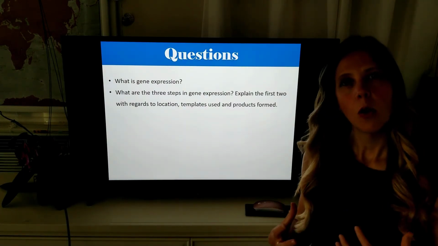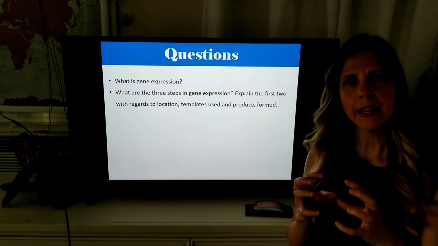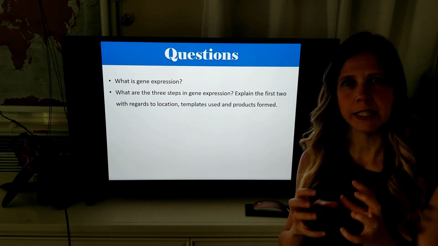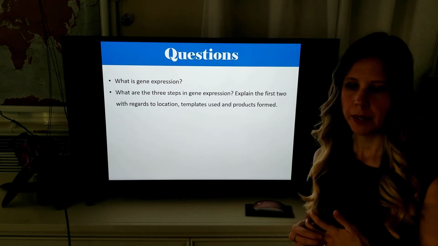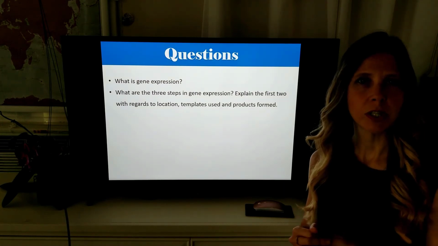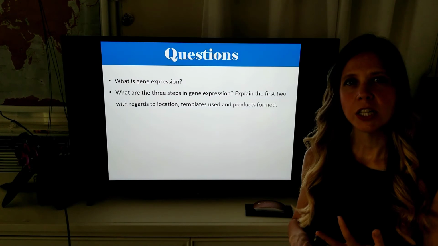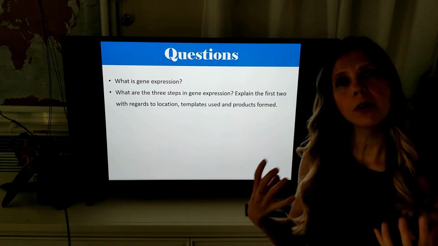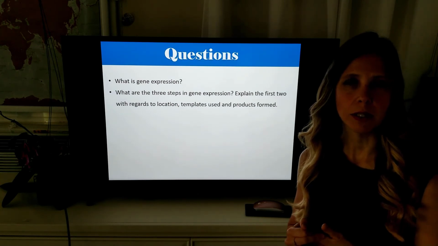So firstly, what is gene expression? Well, gene expression is where we take that information that we find in DNA and we convert it into a phenotypic trait. Secondly, what are our 3 steps in gene expression? Well, firstly, we had transcription, then translation, and then we had our protein performing its function, which is bringing about that physical trait that we're observing.